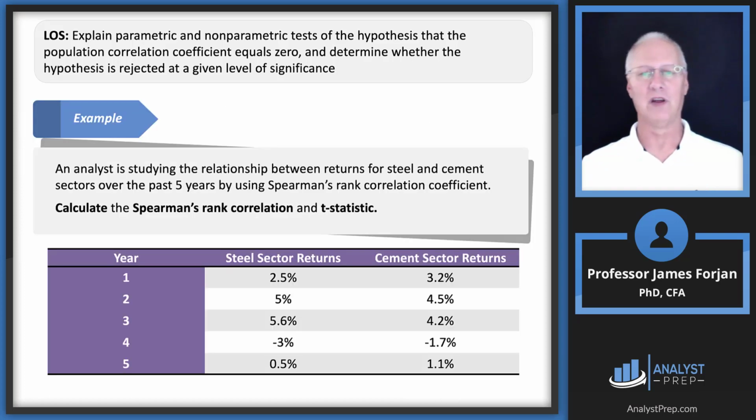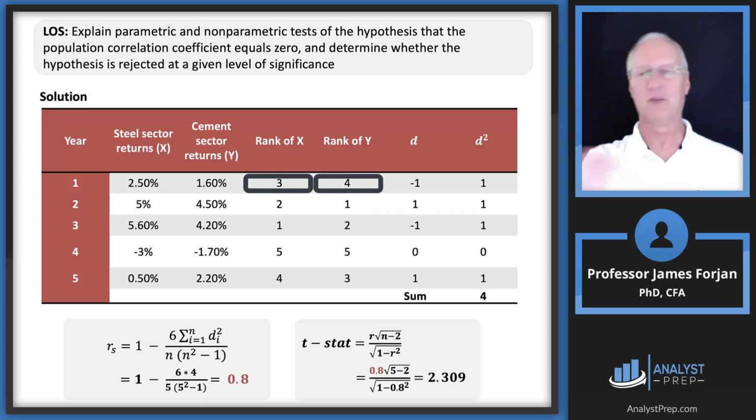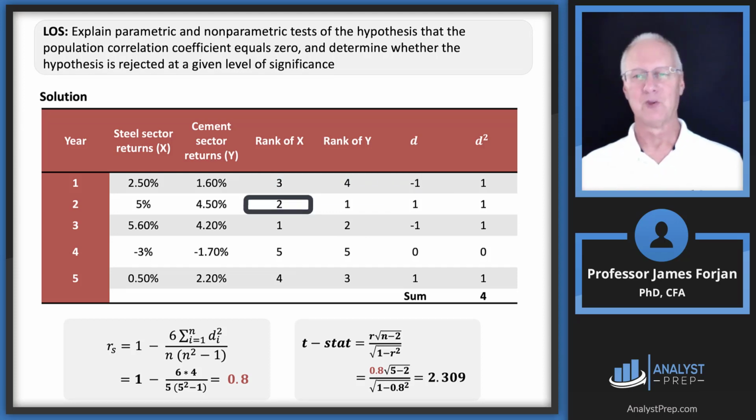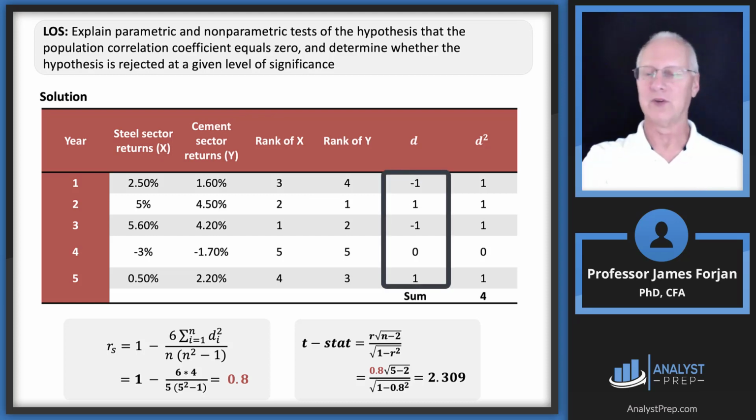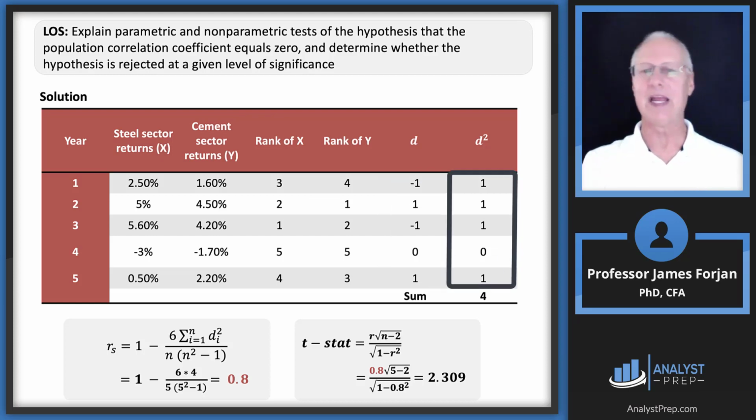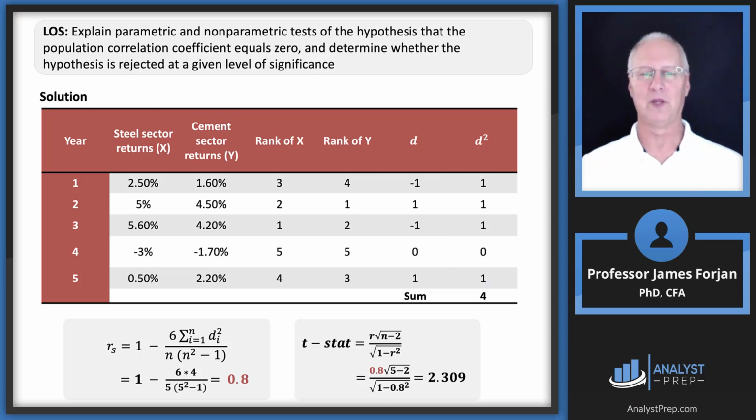Find the difference. All right, so let's find the difference. So 3 minus 4 is a -1. 2 minus 1 is 1. 1 minus 2. All right, so you get the sense there. So there's our D. And let's square it. We're squaring it to get rid of the negative, right? And so we sum that and we get 4.